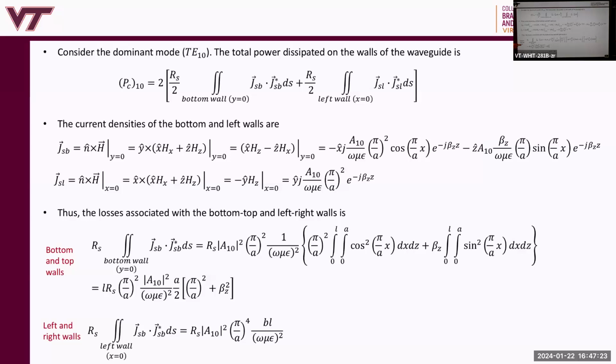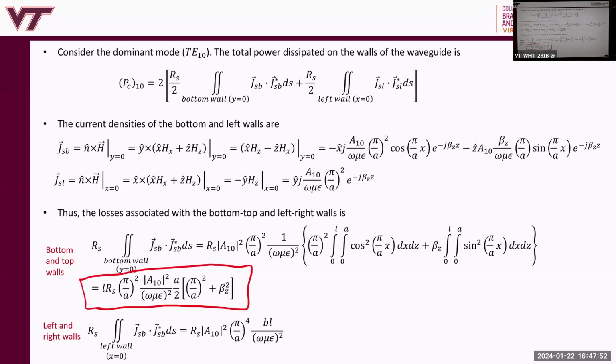For the bottom and top walls, we can say RS is factored out from here. We plug these expressions in for the bottom and the top walls for JS bottom. We get RS A 10 squared multiplied by this. And we have these 2 integrals, the integral of cosine here and the integral of sine here. Everything else is a constant. We know what those integrals are, we've looked at those. We get the following expression here.